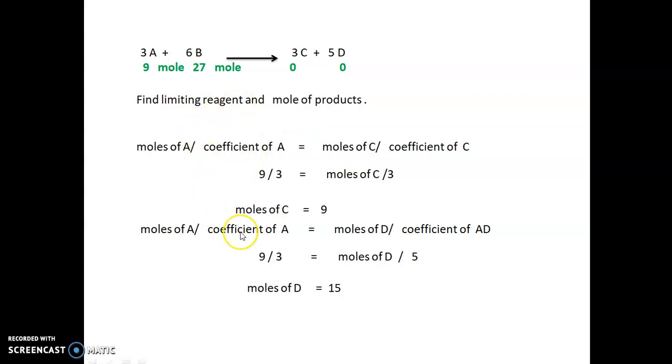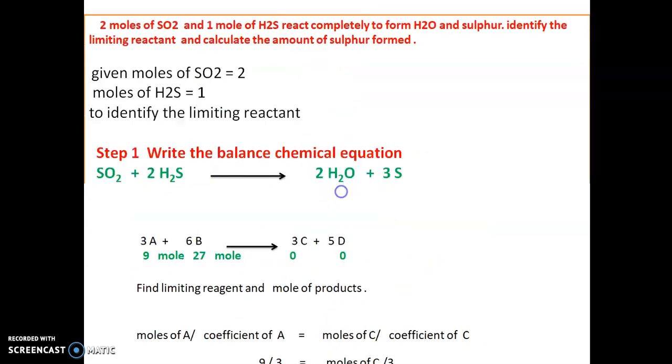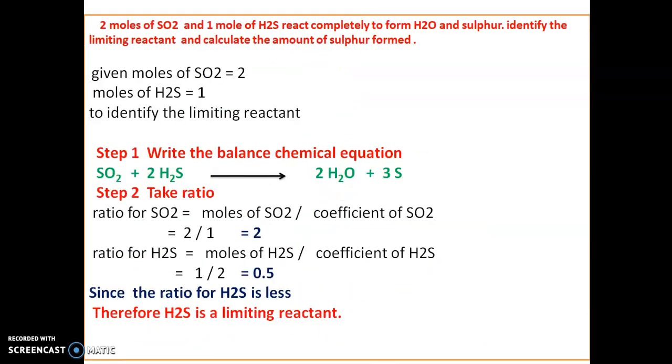These types of questions you generally see in your competitive exams. So there are two types of questions we saw: finding the limiting reagent and excess reagent, and second example, find the limiting reagent and moles of the products. Okay. So now see the last example.